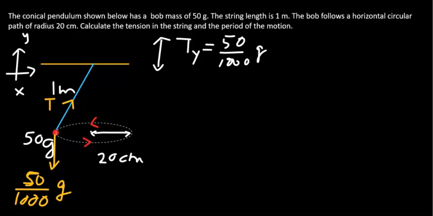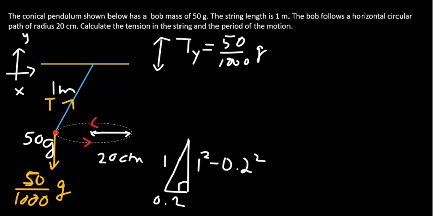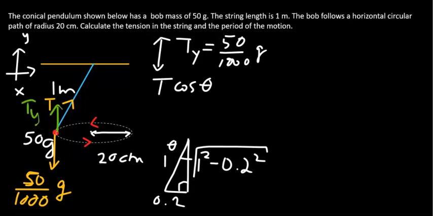Now let's trace out the appropriate right angle triangle. This length is 1 meter. This one is 0.2 meter. So this length here has got to be, from Pythagoras theorem, the square root of 1 squared minus 0.2 squared. And that is the angle theta. We know the y component of the tension is going that way, and the x component of the tension is going that way. So Ty, the y component of the tension, is quite simply that.